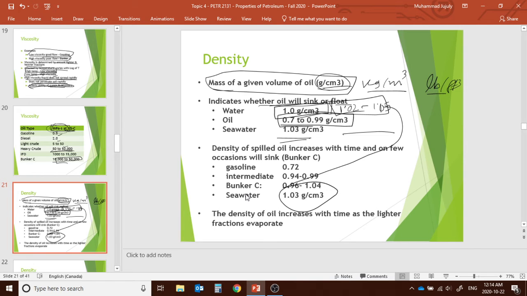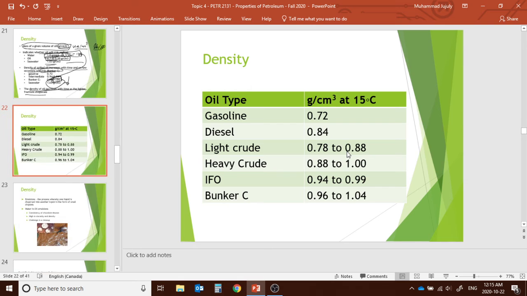The density of spilled oil increases with time on a few occasions. For instance, bunker oil. The density is higher, as you can see, 1.04. So what happens if bunker oil spills? It will go under, right? The density of oil increases with time as the lighter fraction evaporates. It's a very important statement. Remember that.